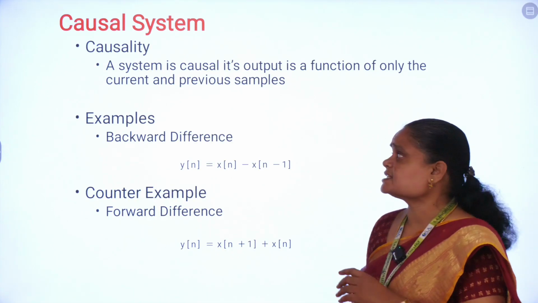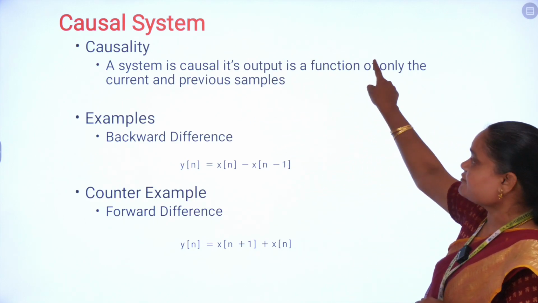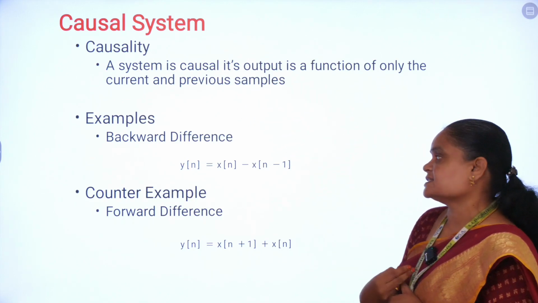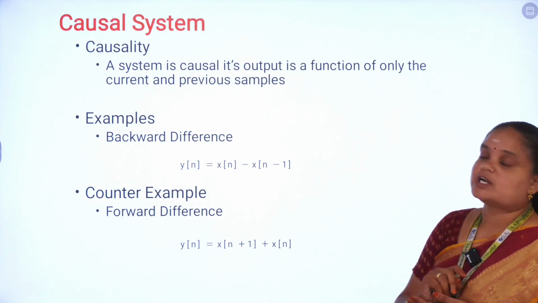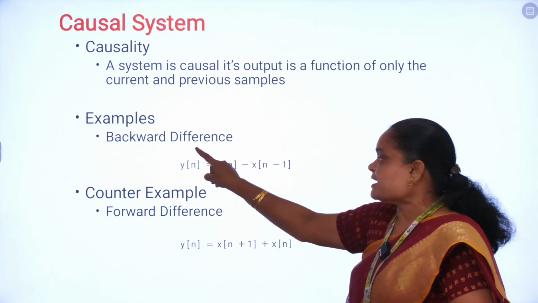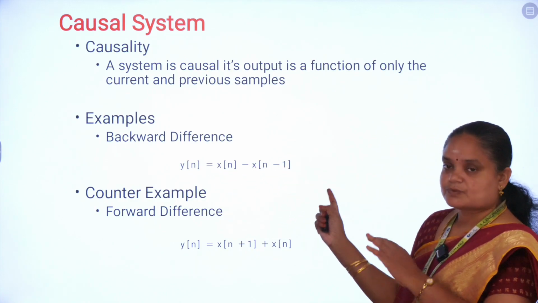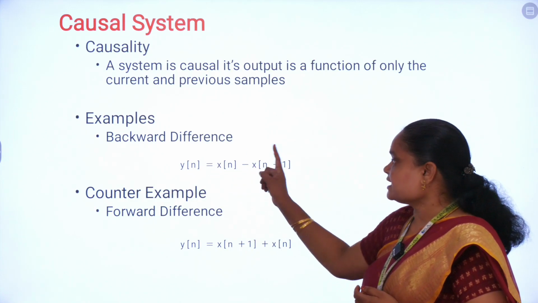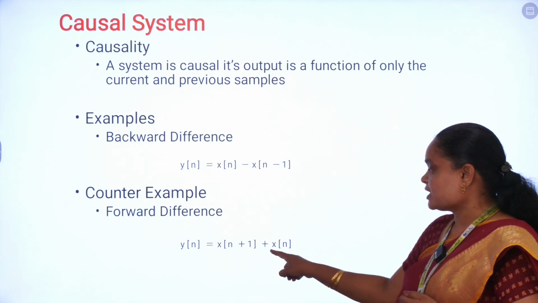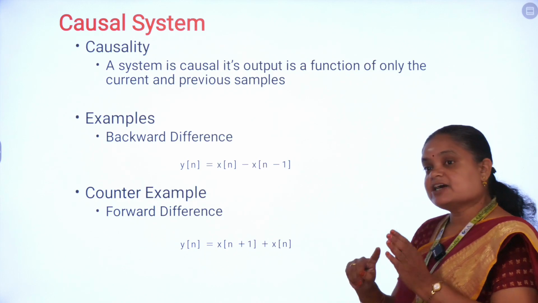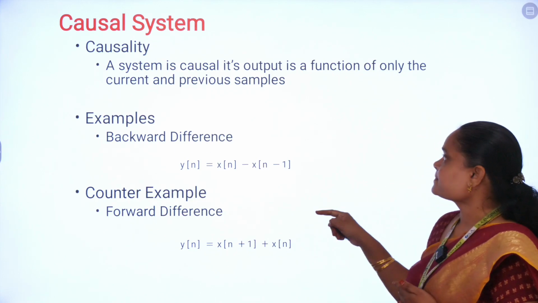Another one is the causal system. Causality: the system is causal if its output is a function of only the current and previous samples. So it depends only on the current and previous samples, and then we call it a causal system. Examples: backward difference, y of n is equal to x of n minus x of n minus 1, which uses the current and previous samples. Forward difference, y of n is equal to x of n plus 1 plus x of n.